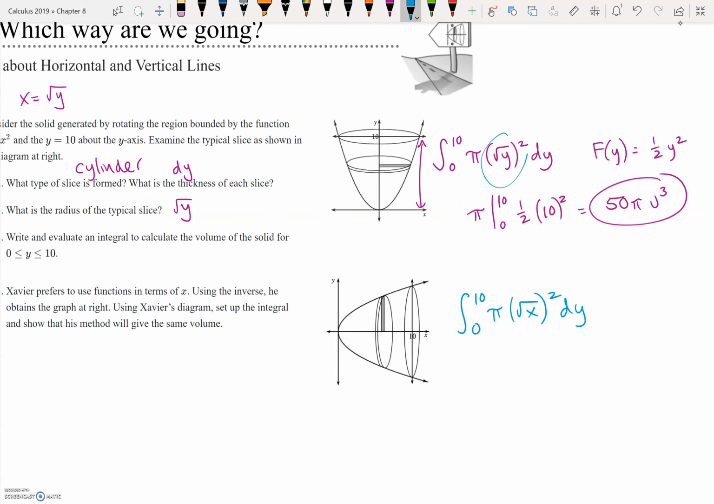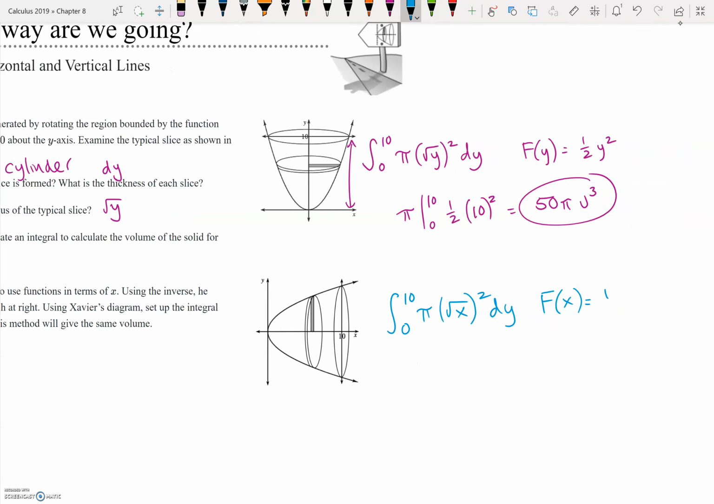And that looks just like this, doesn't it? So we're going to end up having the same integral. We could say this is capital F of x. So we get 1/2 x squared. So we're going to have pi from 0 to 10 of 1/2 times 10 squared, which gives us the same thing. So that gives us the ability to evaluate and solve for the volume using horizontal slices or vertical slices. Either case, we can get the same volume.